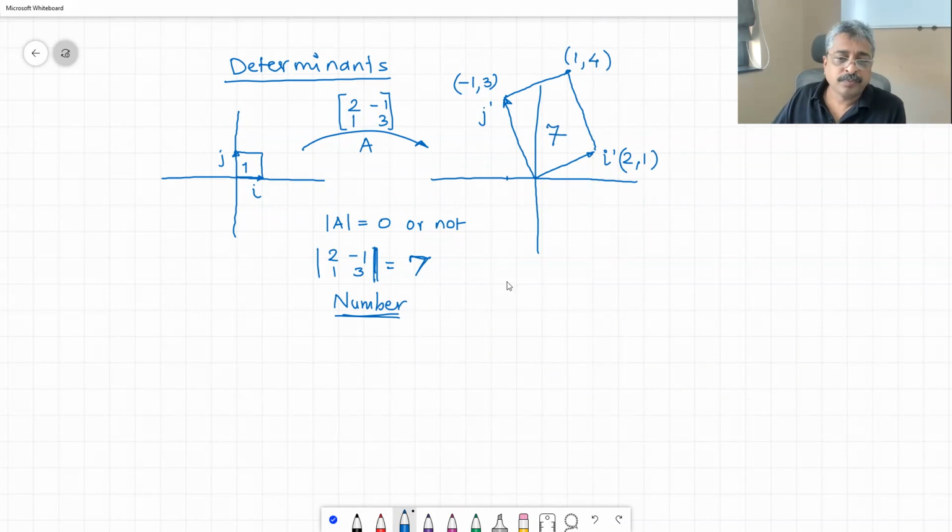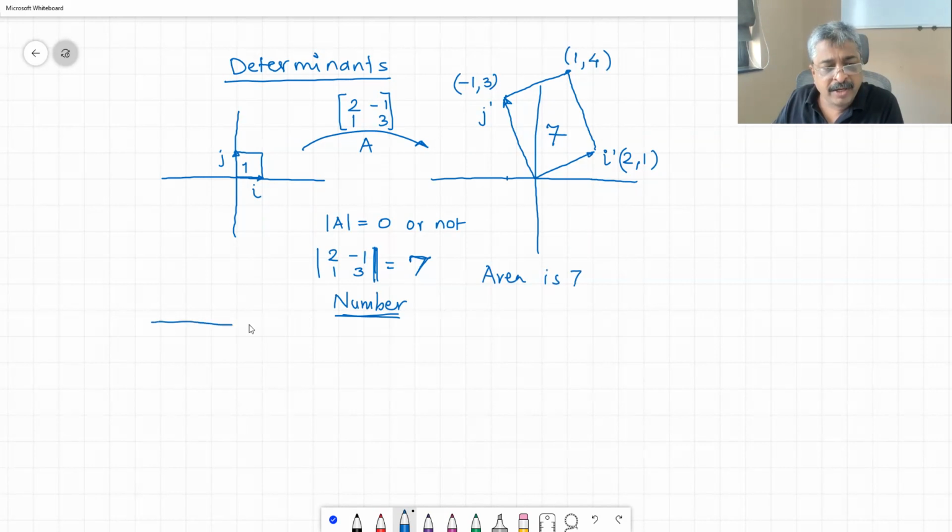Right? So the geometric interpretation of determinant is the corresponding area in the case of two-dimensional space, and the corresponding volume in the case of three-dimensional space. That is numerically the answer that we are getting. Okay.